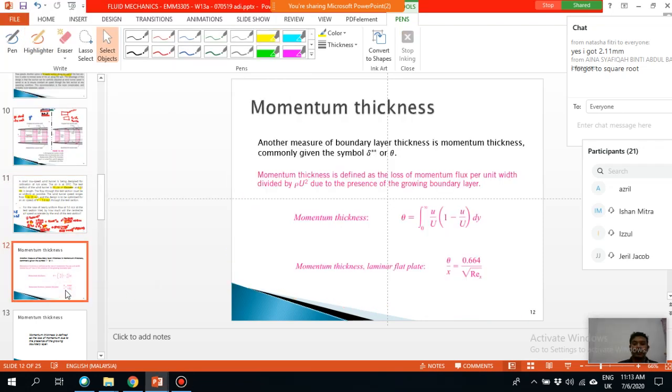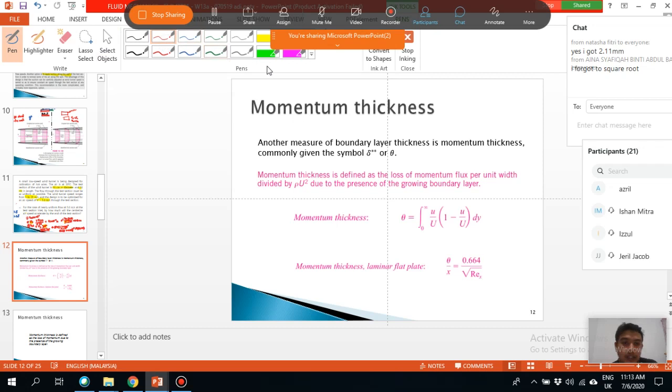Okay, next is the effects of momentum thickness. Another measurement of boundary layer thickness is the momentum thickness, commonly known as delta double star or theta. The momentum thickness is defined as the loss of momentum flux per unit width divided by rho U squared due to the presence of growth of the boundary layer. This is the general equation of momentum thickness.